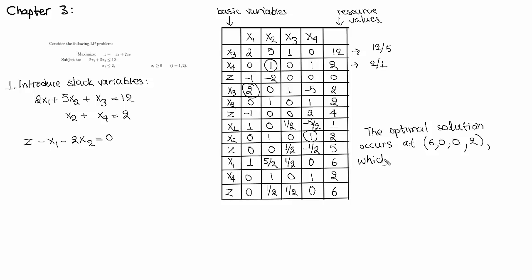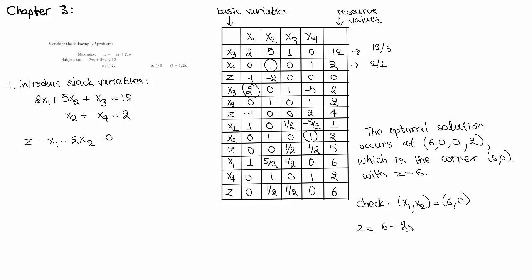This is the corner 6, 0, which we were expecting, with z equals 6. And we can also do a quick check. So for x1, x2 equals 6, 0, we have that z equals x1 plus 2 times x2, so this is 6. So we can see that our optimal solution is correct. And that is it.